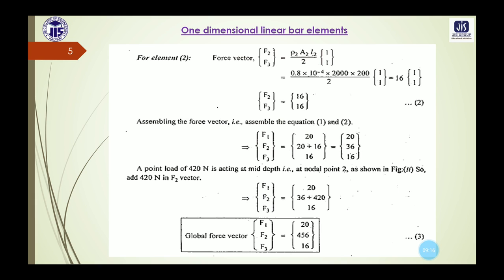Now if we assemble these force vectors from equations 1 and 2, then we need to do the matrix multiplication, and we will get the final body force vector matrix, which is a column matrix of F1, F2, F3. This will be a column matrix of 20, 36 and 16.